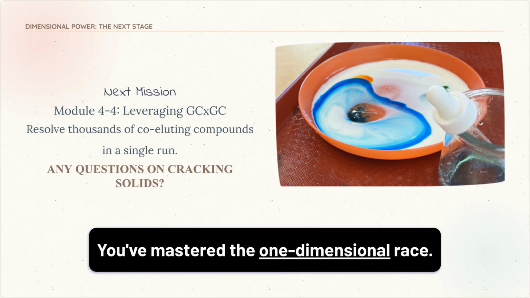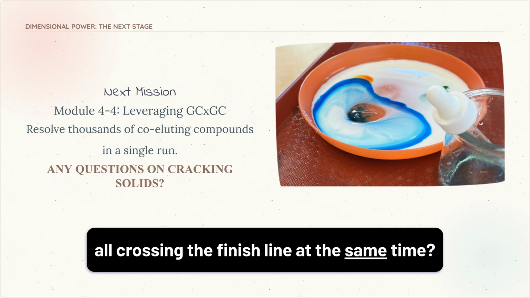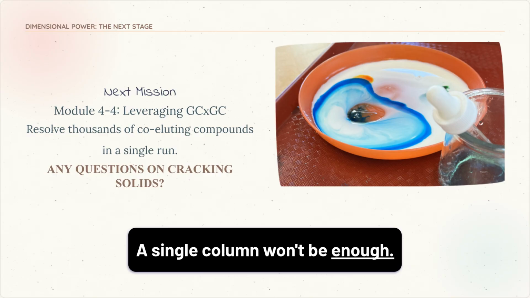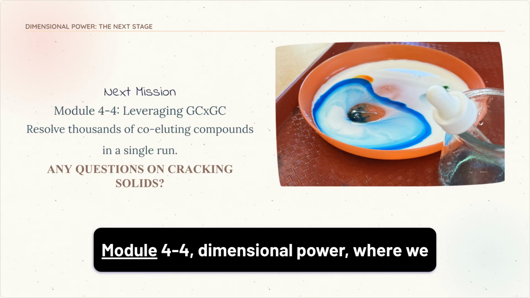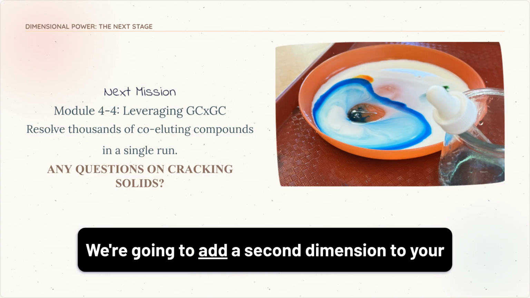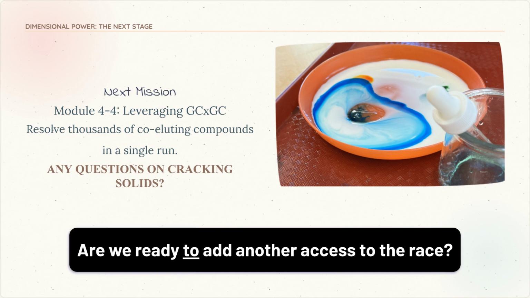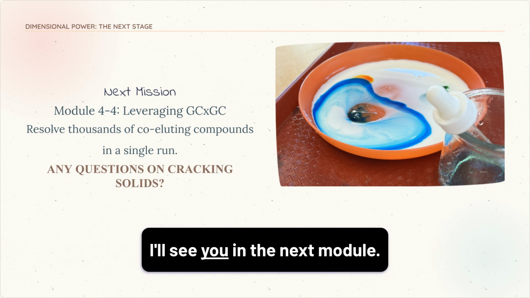You've mastered the one-dimensional race. But what if your sample has 1,000 components all crossing the finish line at the same time? A single column won't be enough. Join me in our next unit, Module 4-4, Dimensional Power, where we leverage GC to resolve thousands of compounds. We're going to add a second dimension to your mastery. I'll see you at the next starting line. Are we ready to add another axis to the race? I'll see you in the next module.